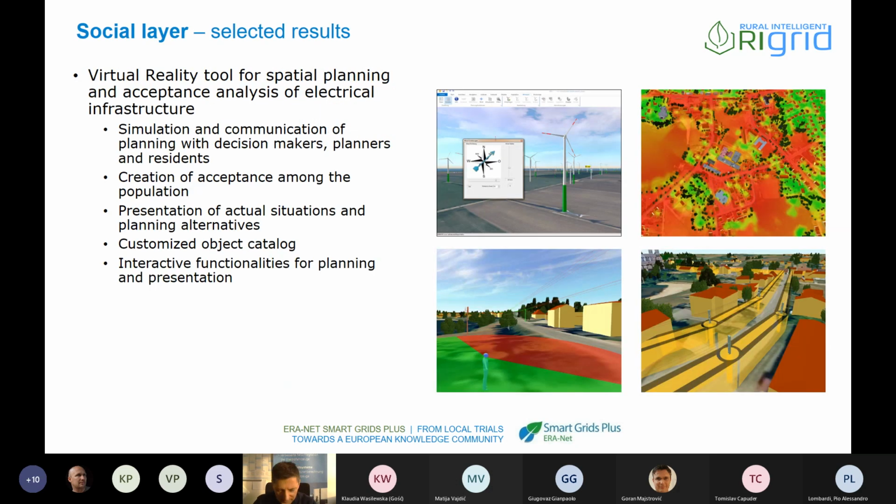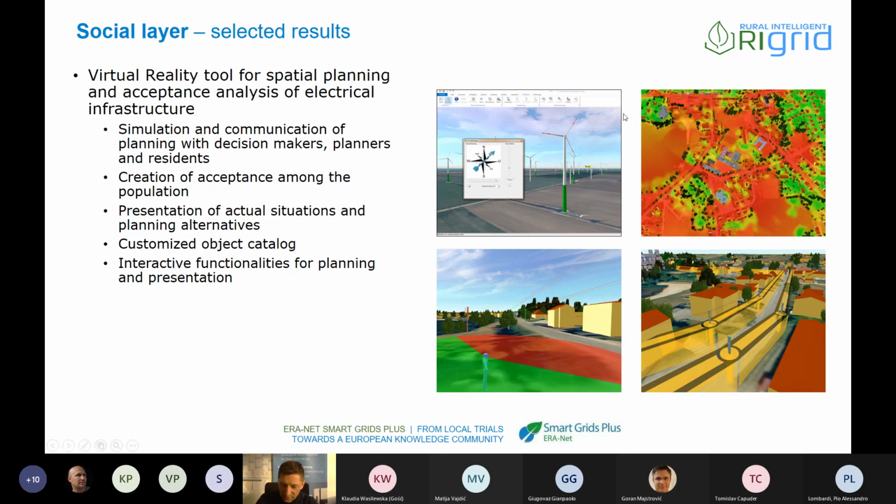Last but not least, we developed this virtual reality tool for optimal planning of the new infrastructure in the rural region, in order to visualize the upcoming infrastructure, in order to test and optimize the placement of the new components, and to measure the acceptance from the population living there.